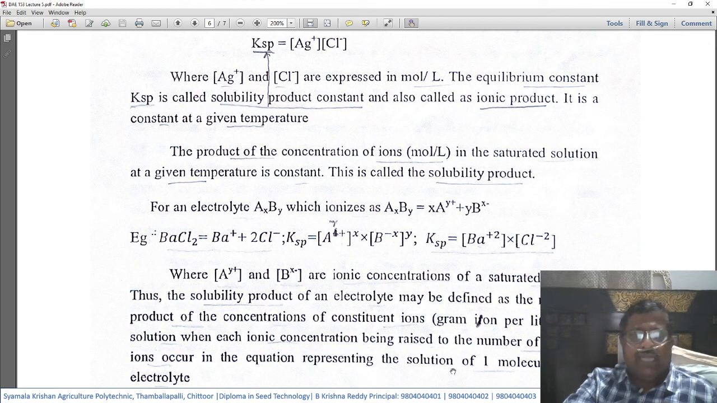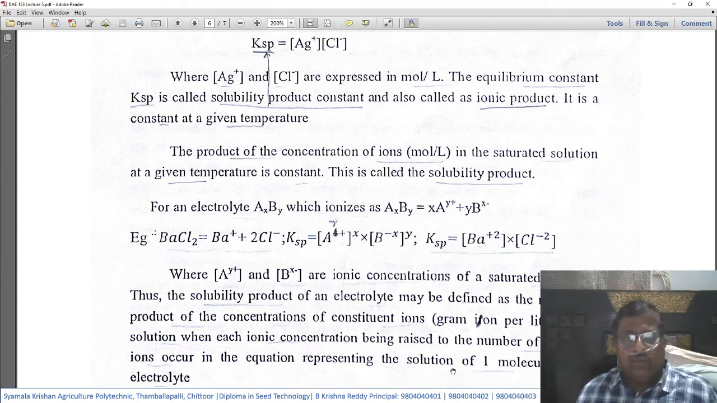For an electrolyte AxBy which ionizes as AxBy = xA^(y+) + yB^(x-). Example, barium chloride = Ba2+ + 2Cl-. If you write Ksp for this, then the formula will be [Ba2+][Cl-]^2.